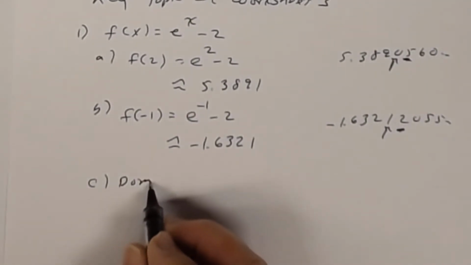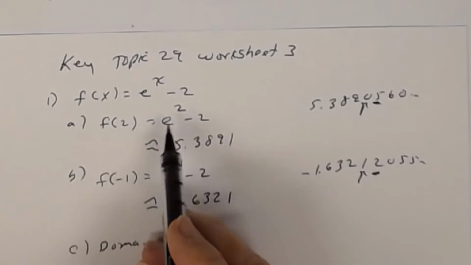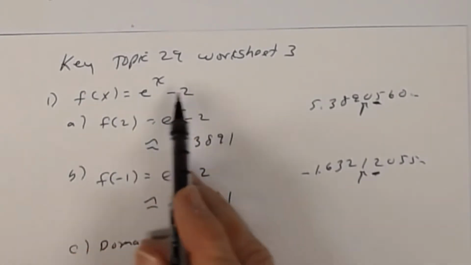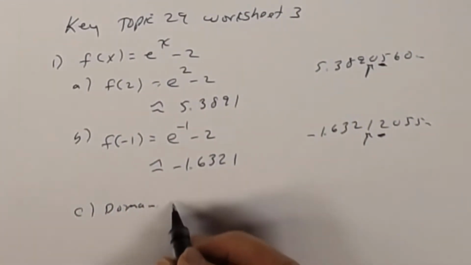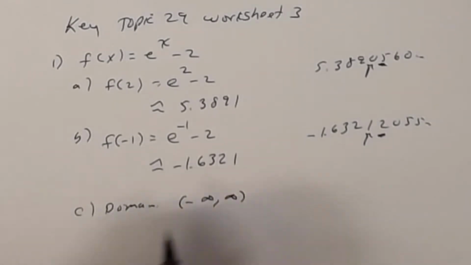All right, C, you want to find the domain of the function. So you're going to find the domain. Well, remember, this is an exponential function. The domain of all exponential functions is all real numbers. So it's negative infinity to infinity. You want to find the range.